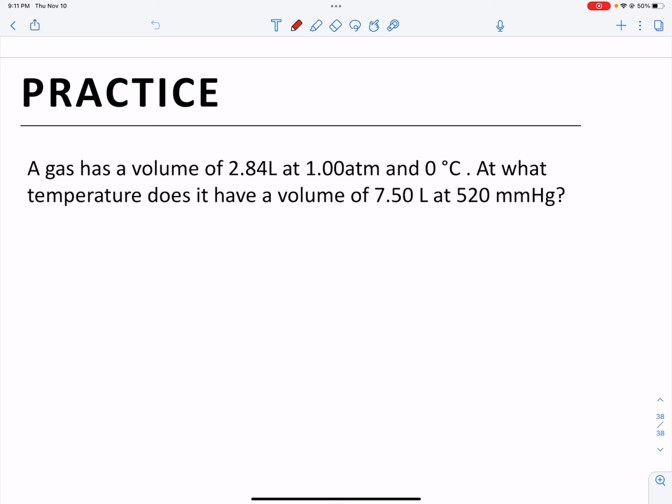It says a gas has a volume of 2.84 liters at 1 atm and 0 degrees Celsius. At what temperature does it have a volume of 7.5 liters at 520 millimeters mercury? So again, the first thing I encourage you to do is always go through and label your problem, label the different variables and see what you have and decide which gas law you need.